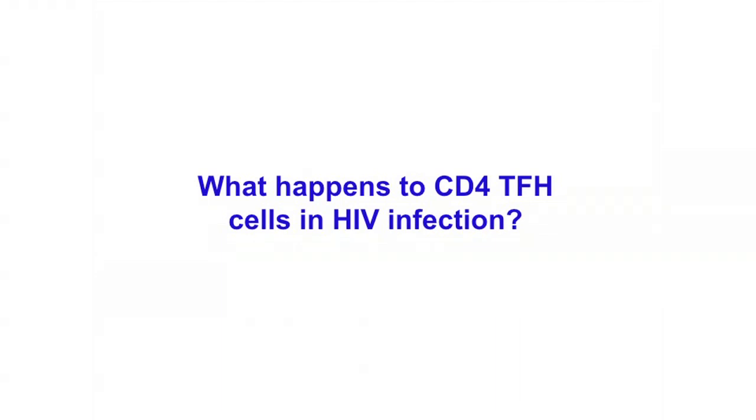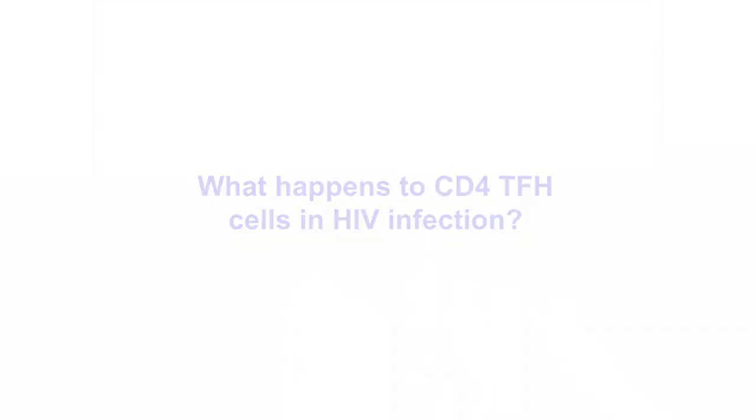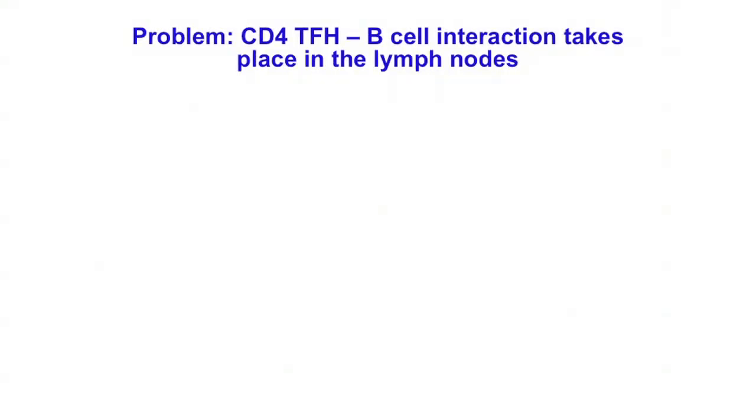Now, what happens to the CD4 T follicular helper cells in HIV infection? Are they depleted? Are they expanded? Are they dysfunctional? We don't actually know until now, because it was not really a part of intensive investigation. The problem with studying CD4 T follicular helper cell and B cell interactions in humans is that it takes place in the lymph node.